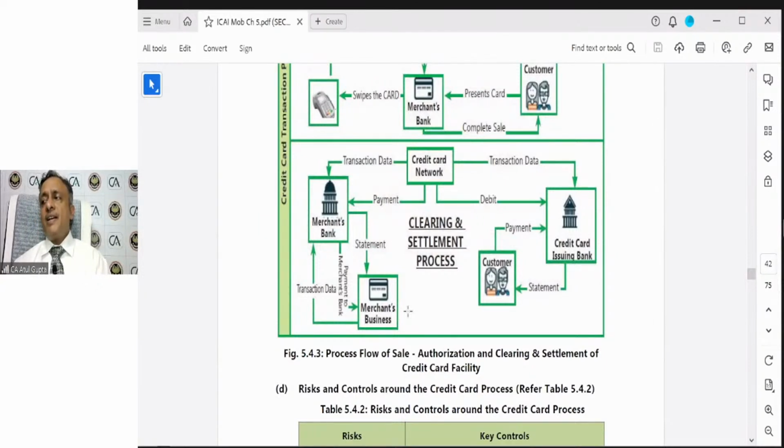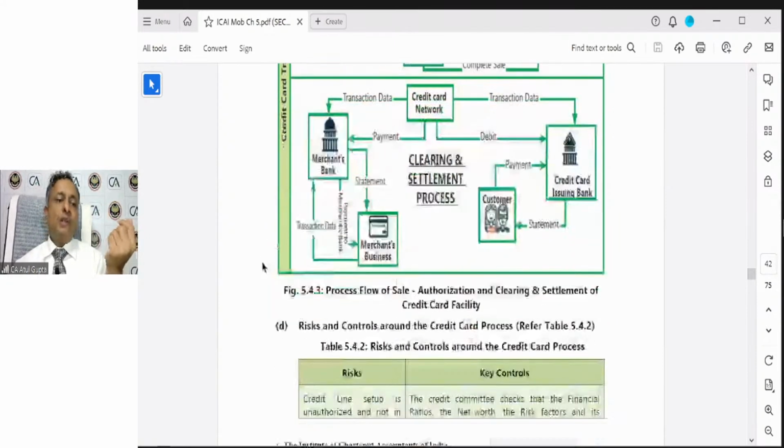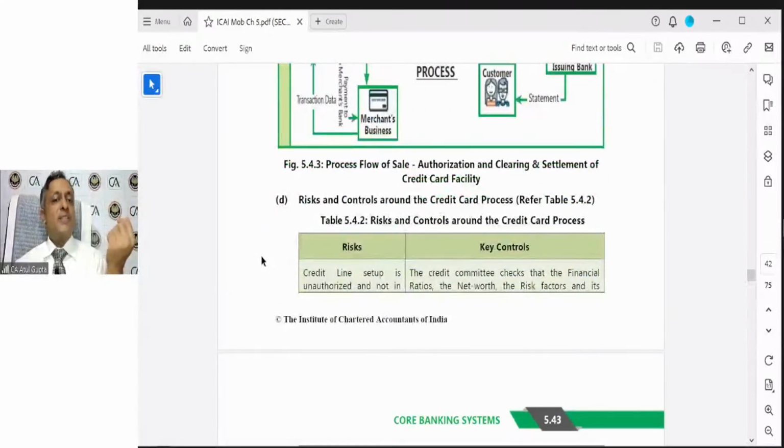Okay. Credit card networks, they issue, they don't print, they issue. You don't say they print credit cards because now in credit cards, you have a chip and then this Wi-Fi touch-based card. So credit card issuance is a very technology-driven process now. So they issue. Okay. Now coming to the next part of the discussion on credit card, that is risk and control.